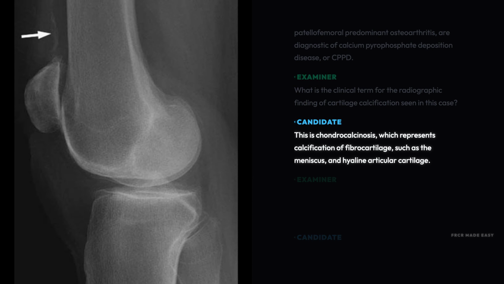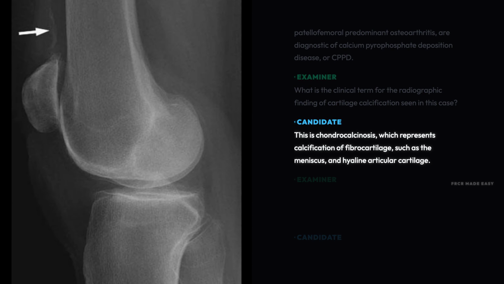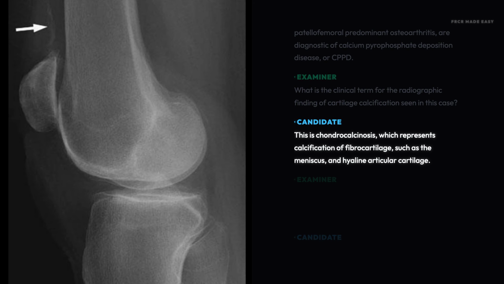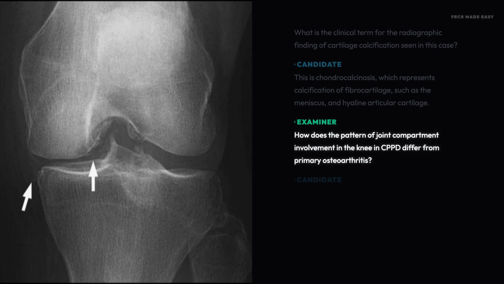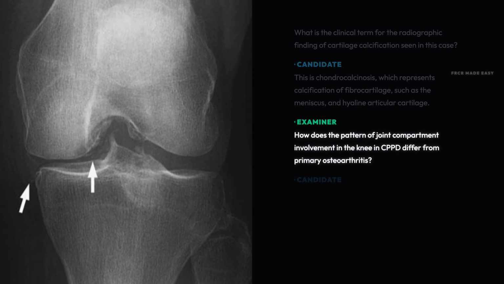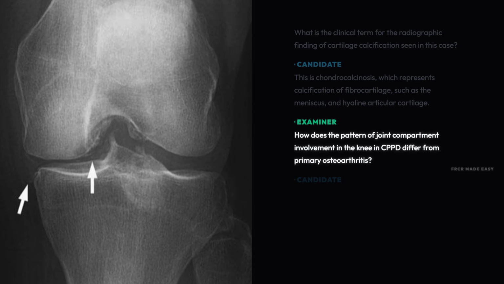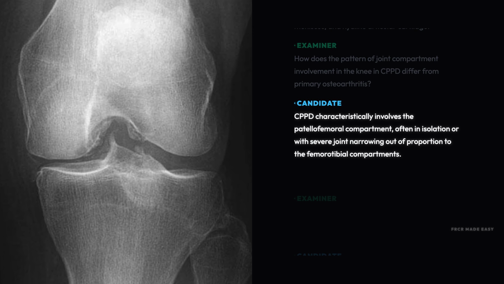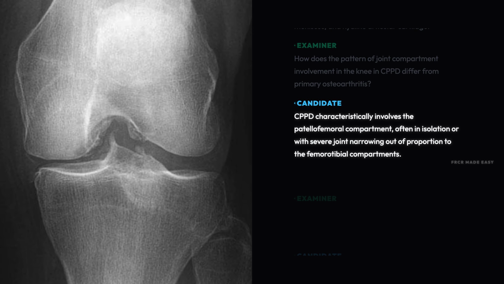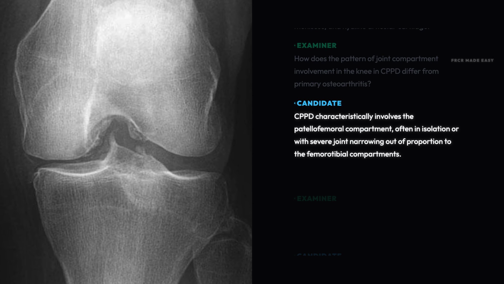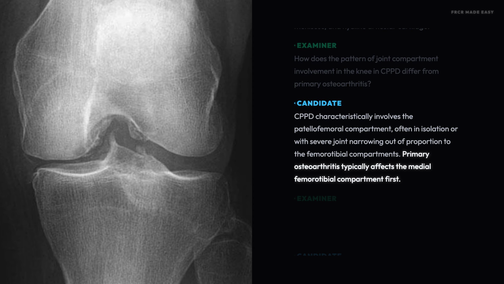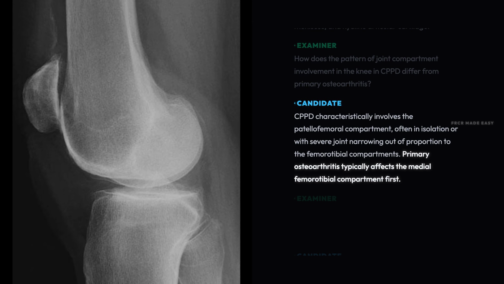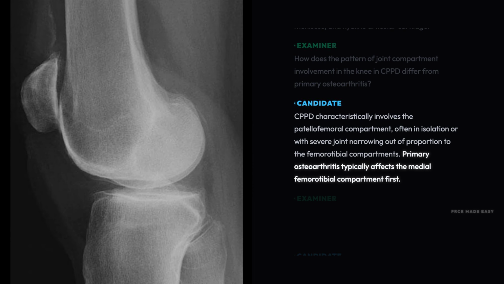This is chondrocalcinosis, which represents calcification of fibrocartilage, such as the meniscus and hyaline articular cartilage. How does the pattern of joint compartment involvement in the knee in CPPD differ from primary osteoarthritis? CPPD characteristically involves the patellofemoral compartment, often in isolation or with severe joint narrowing out of proportion to the femorotibial compartments. Primary osteoarthritis typically affects the medial femorotibial compartment first.